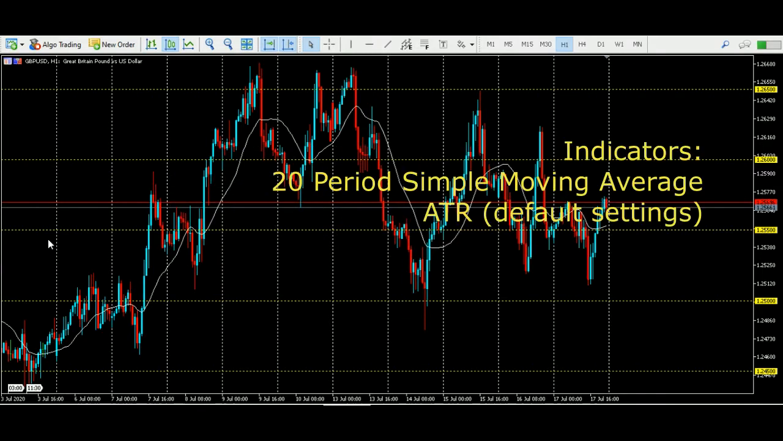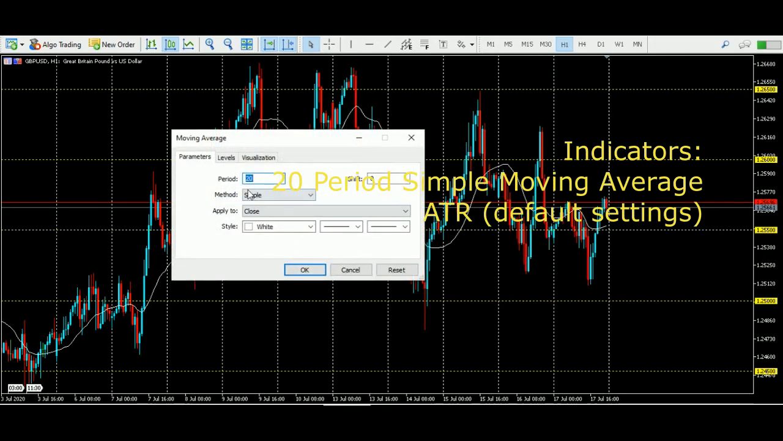For this strategy, we're going to need two indicators. The first indicator is already there on the screen, the line that you see there. That's the 20 period moving average. So let's just look at the settings. It's a 20 period simple moving average applied to close, right?